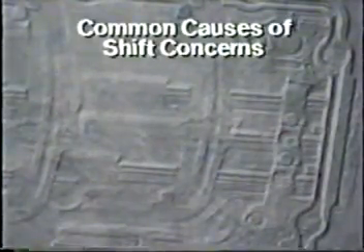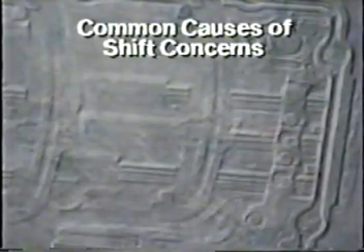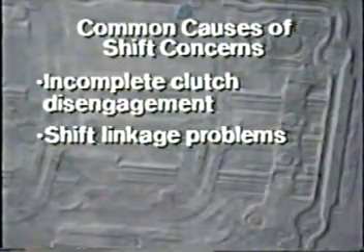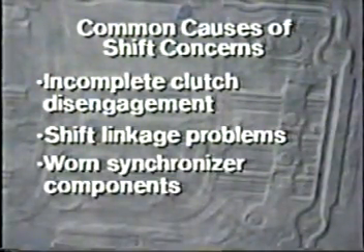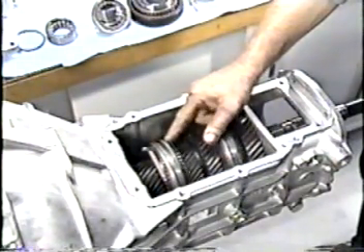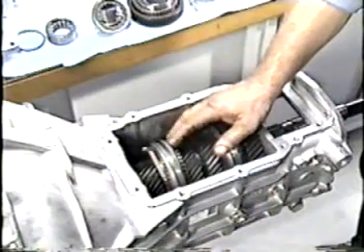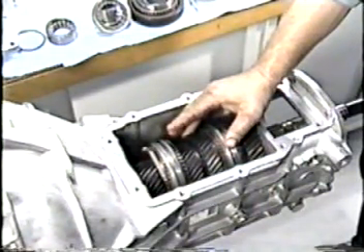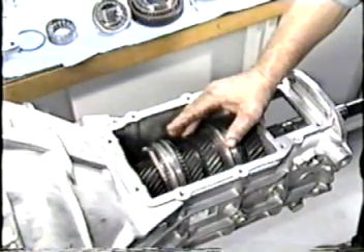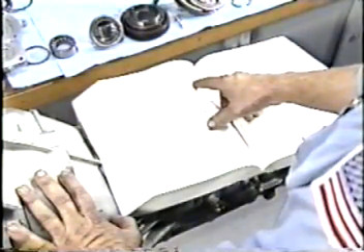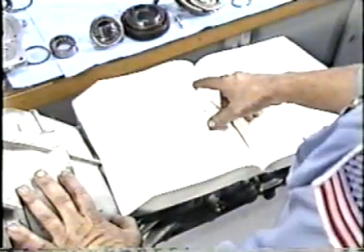For instance, you can get shifting problems because of incomplete clutch disengagement, shift linkage wear or damage, or worn synchronizer components. When diagnosing shift concerns, you'll frequently encounter one-of-a-kind problems you've never seen before. Since it's impossible to establish a cause and effect relationship for every possible problem, you'll have to rely on your understanding of how the shift components work to know where to start looking for the cause.